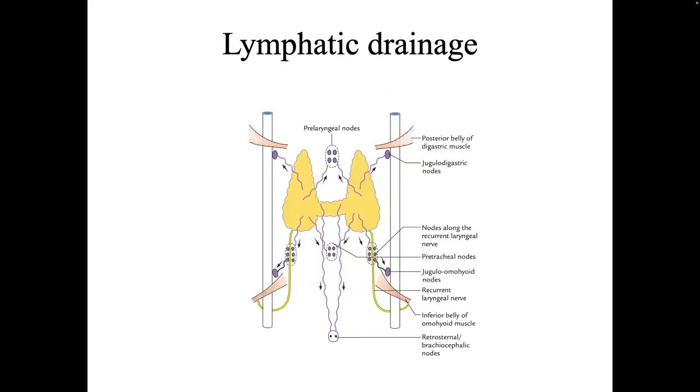Lymphatic drainage. The upper group, or the upper part of the thyroid, drains into the pre-laryngeal nodes, which are in front of the larynx, and the jugulodigastric nodes, near the jugular vein and the digastric muscle. So it drains into both of these. The inferior group will go towards the pretracheal nodes and lymph nodes present along the recurrent laryngeal nerve.